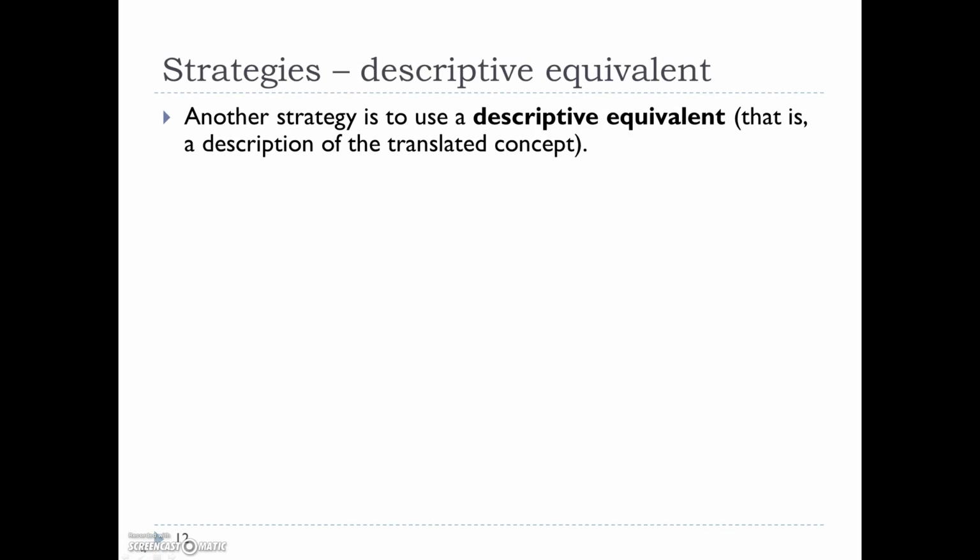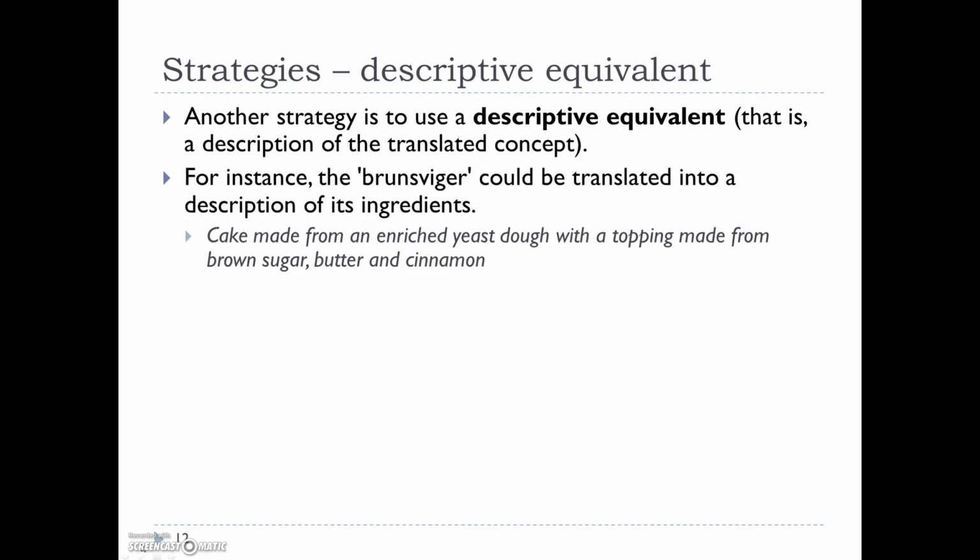Now let's look at some of the equivalence strategies. The first one we're going to look at is the descriptive equivalent. So that means the strategy where you supply or add in a description of the translated concept. So again, if we go back to the Brunsvier example, we could translate this into a description of the ingredients or a description of the kind of cake that it is. So for instance, we could say that it's a cake made from an enriched yeast dough with a topping made from brown sugar, butter and cinnamon.